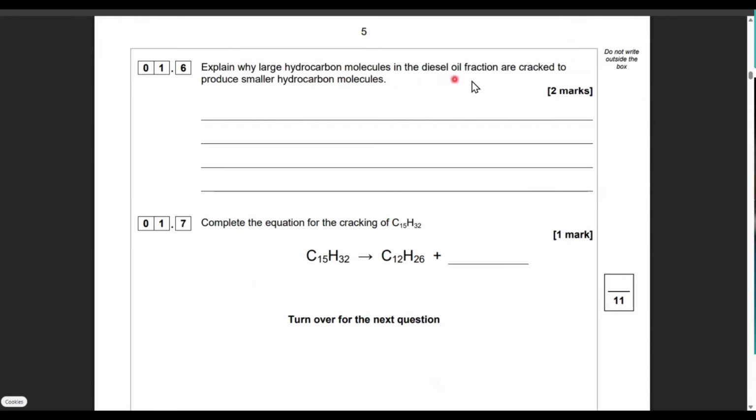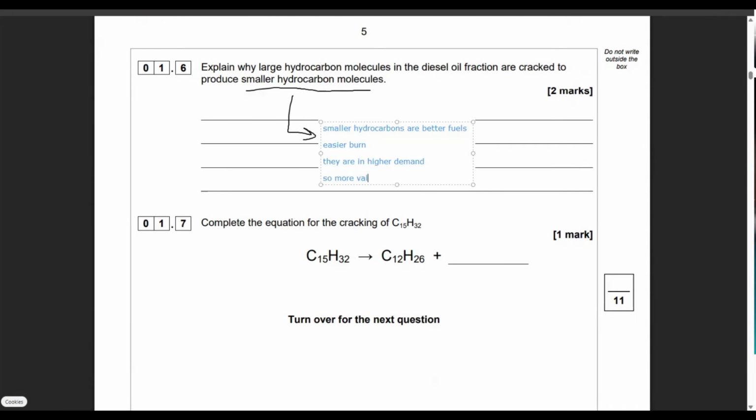1.6, explain why large hydrocarbon molecules in the diesel oil fraction are cracked. So why do we take big molecules like diesel and crack them to make smaller ones like petrol, kerosene, or petroleum gases? The idea is that the smaller hydrocarbons are better fuels. They light more easily, they burn better, and so they're better fuels. They're in higher demand. All the countries around the world need petrol for cars and for lorries and kerosene for aeroplanes. So the smaller fuels are in big demand, which makes them more valuable. It's all about supply and demand. So cracking big hydrocarbons makes them more valuable, smaller hydrocarbons.